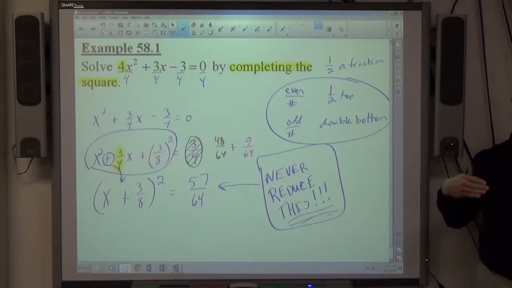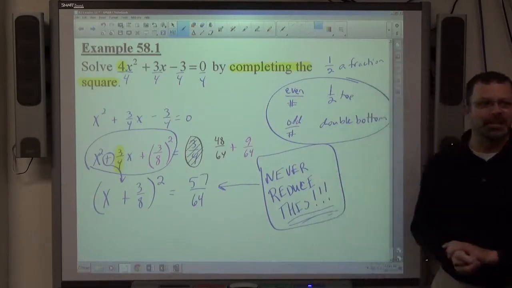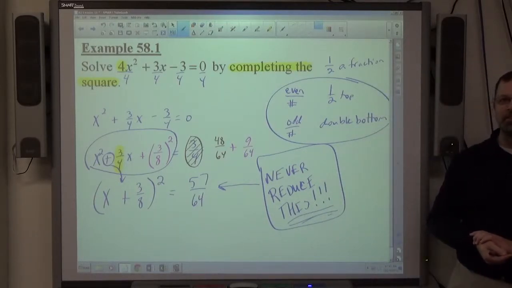Do not reduce that fraction ever, not even once. Not even on Thursdays in December. Don't reduce that fraction, ever. Never reduce that fraction. Okay, please, for my sanity, do not reduce that fraction.